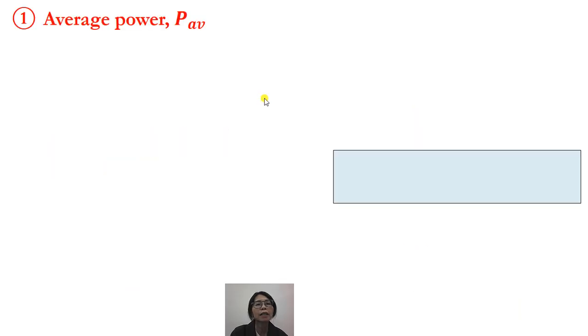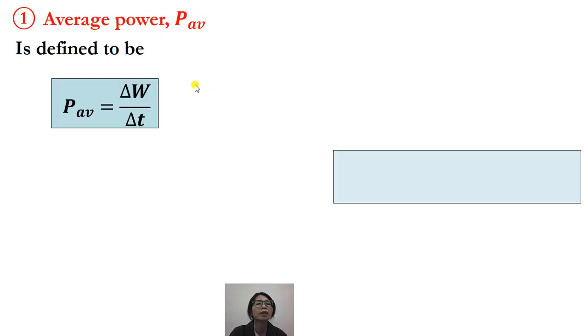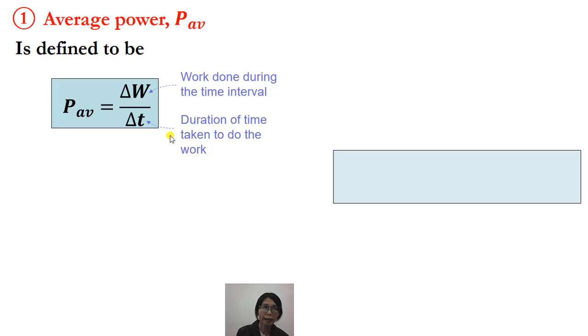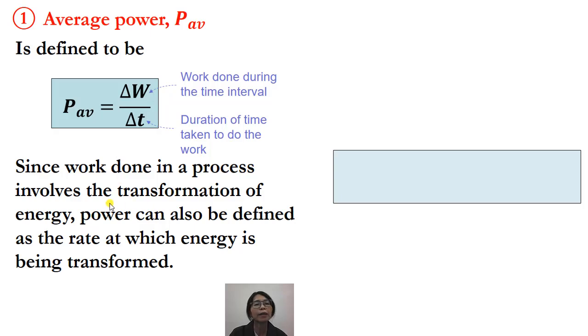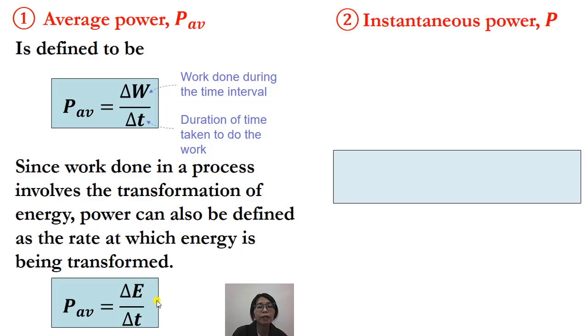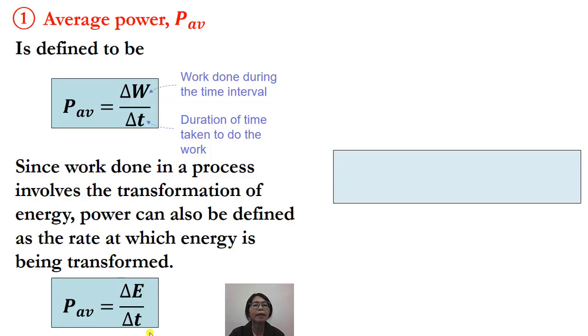Okay, so basically we have two types of power. First one, we can calculate average power, P average. Average power refers to the total work done during a time interval divided by the duration of time taken to do the work. Since work done in a process might involve the transformations of energy, we might also define average power as the rate at which energy is being transferred. So we have the change of energy that occurs during that particular time divided by the time taken for the transformations of energy.